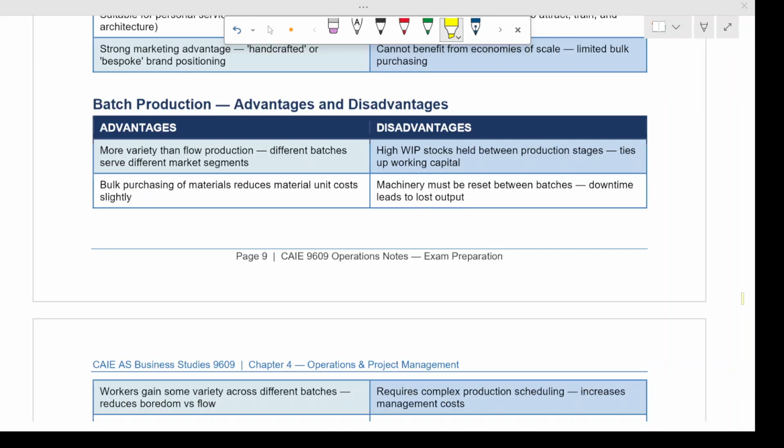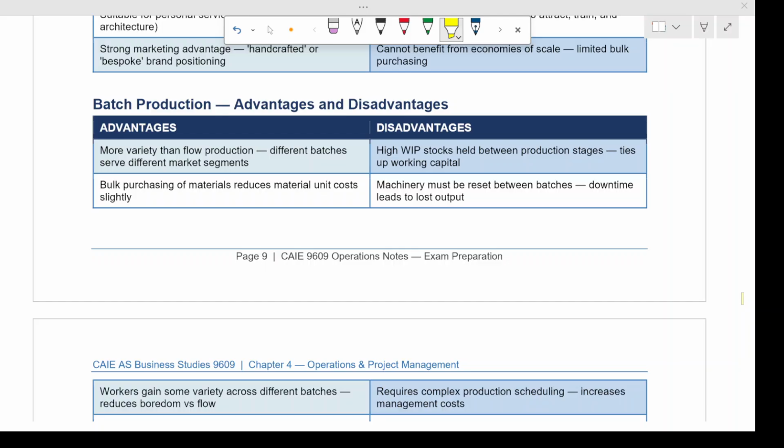The next thing we will be talking about is going to be batch production. The advantages of batch production are as follows. The first one is that it has more variety than flow production. Flow production is basically when you automate everything and everyone comes out to be the same, as we discussed before. But in this case, there is more variety than flow production because different batches serve different market segments.